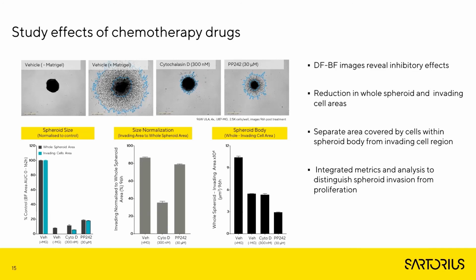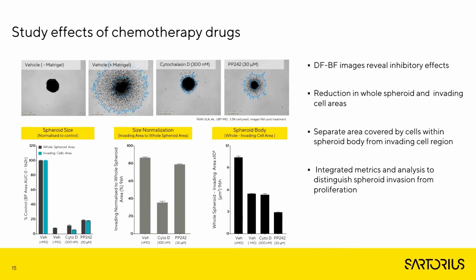Now, although similar in overall size at 96 hours post-treatment, we can see that for cytochalasin D treated spheroids, only 30% of its overall size comes from the invading cell region, while this is almost 80% for the PP242 treated spheroids. So this is very much confirming that cytochalasin D is inhibiting the invasive phenotype in these spheroids.